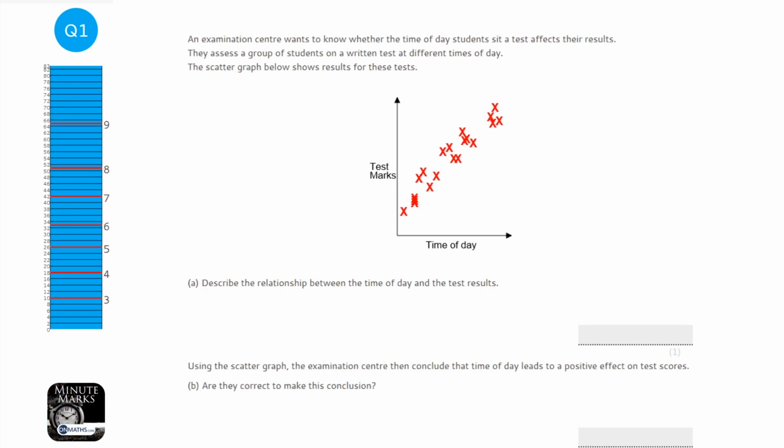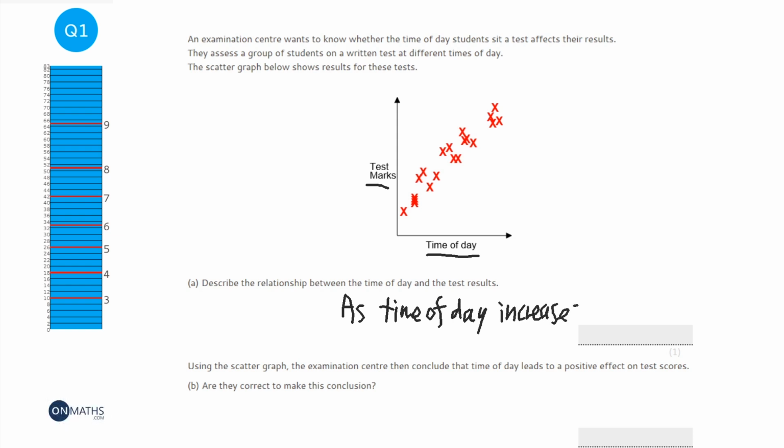When you're asked to describe the relationship between two things on a scatter graph, the sentence you need to write is, as this one increases, this one either increases or decreases. So, as time of day increases, test marks increase.